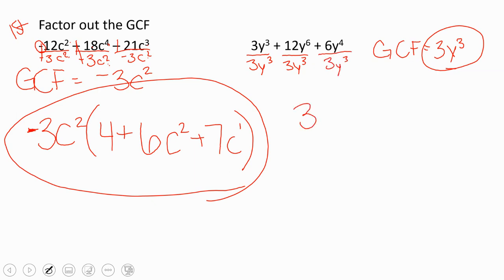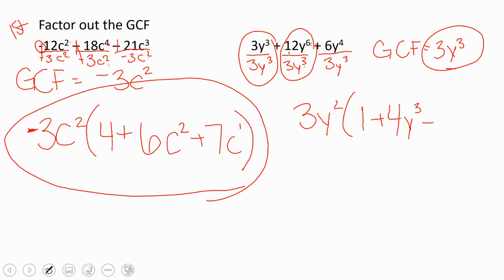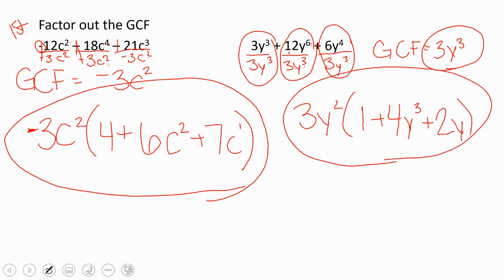Okay, so you write the GCF and then divide each term. So 3y cubed divided by 3y cubed is just 1. Plus 12 divided by 3 is 4. And we subtract. So 6 minus 3 is 3. And then 6 divided by 3 is 2. 4 minus 3 gives us an exponent of 1. Okay.